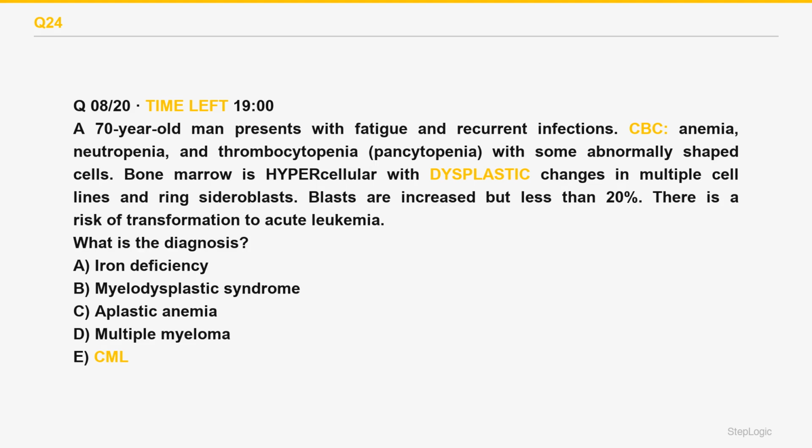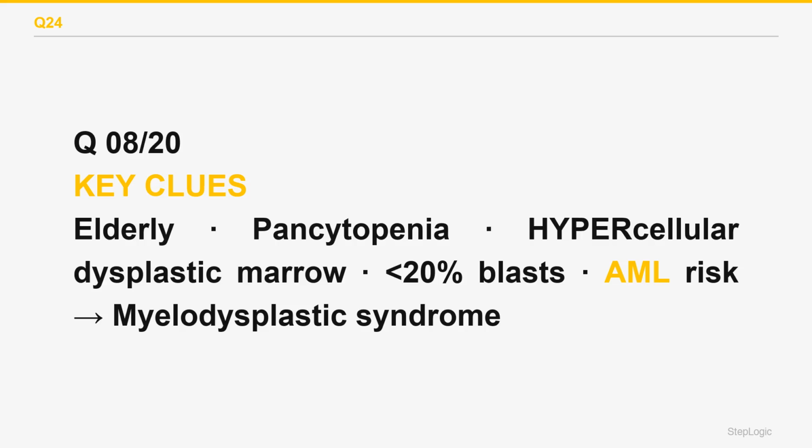Read the question. Diagnosis: older adult, pancytopenia, hypercellular dysplastic marrow, under 20% blasts, AML risk: myelodysplastic syndrome. This is myelodysplastic syndrome, MDS, a clonal stem cell disorder, typically in older adults and after chemotherapy or radiation. The defining paradox is ineffective hematopoiesis.